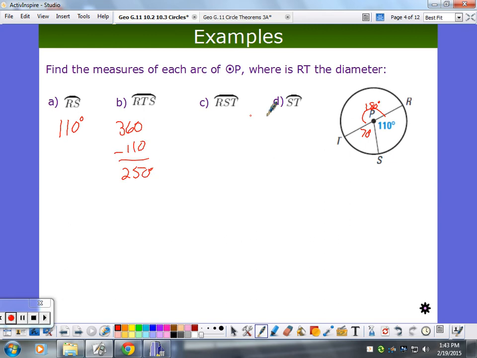The other way you could do it is, see how I've marked my diagram? You can add up these measures. Well, if this one's 180, that makes that arc 180. This central angle is 70, that makes that arc 70 degrees. 180 plus 70, 250. Either way is correct.